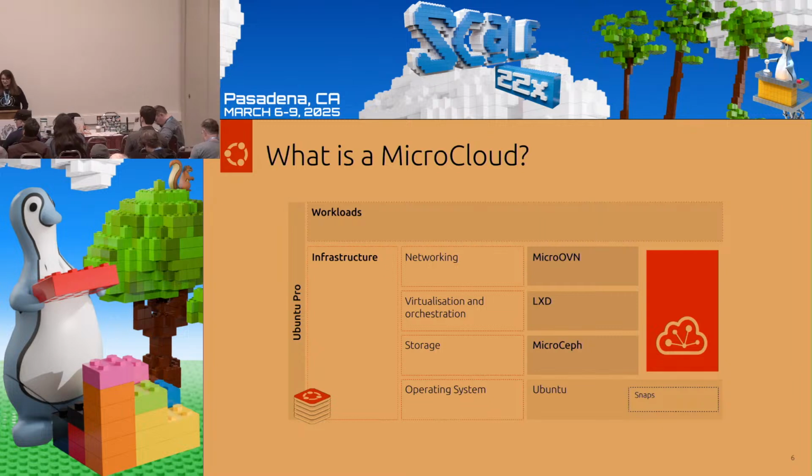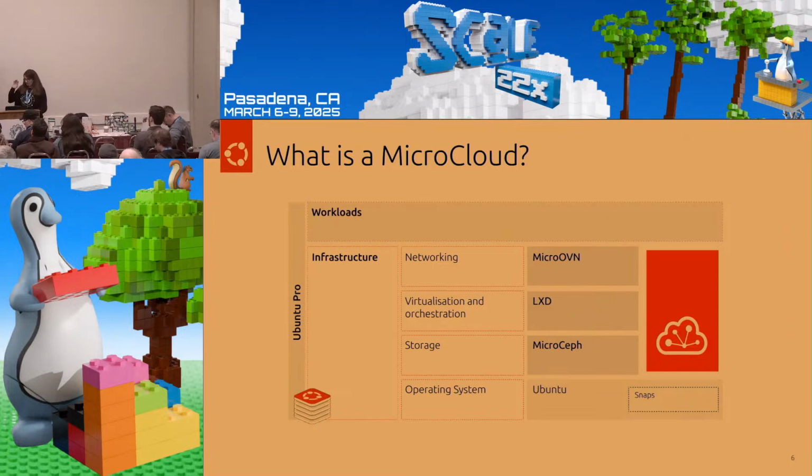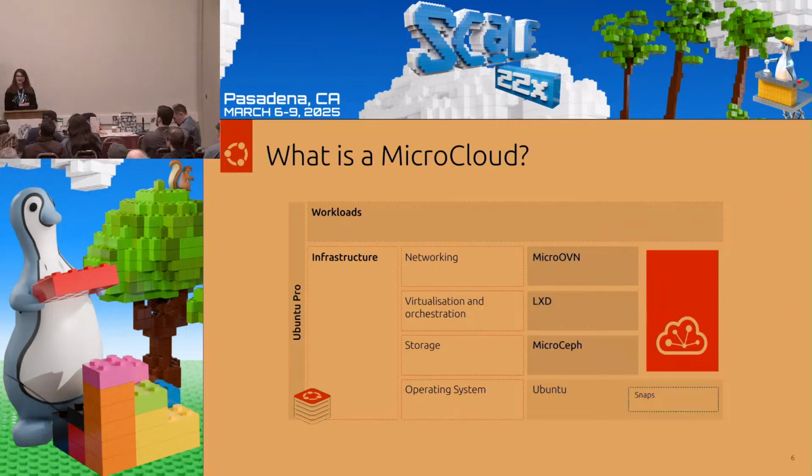So what exactly is MicroCloud? It's a lightweight open source cloud platform that is comprised of three main elements. It uses LXD as the virtualization layer, and then it combines it with software-defined storage and software-defined networking, so you can have a highly available cloud that uses distributed storage and networking and can give you a lot of benefits because of that.